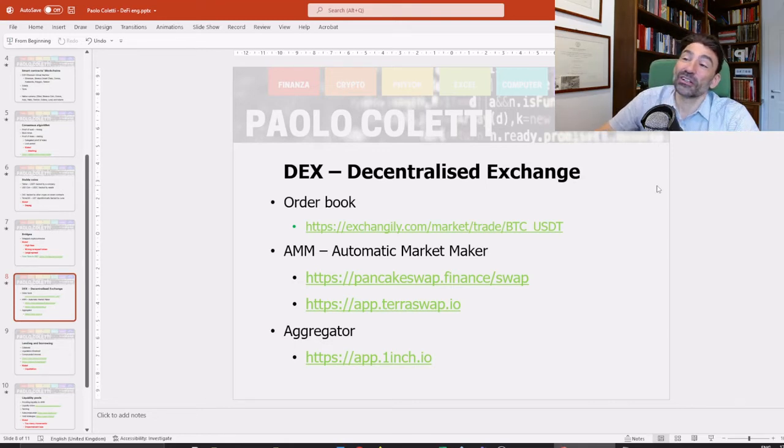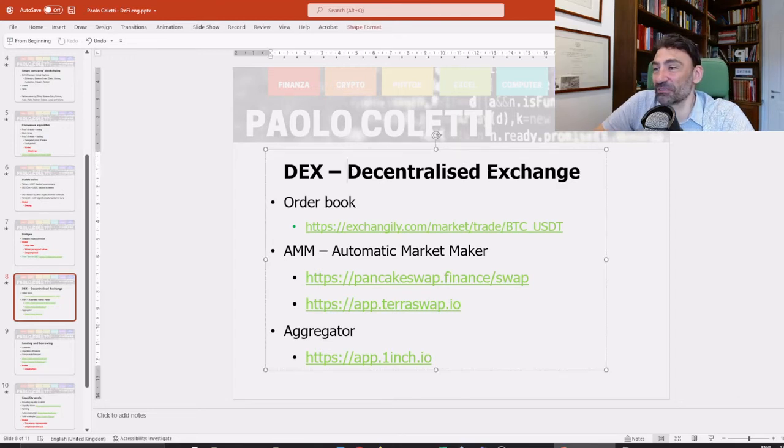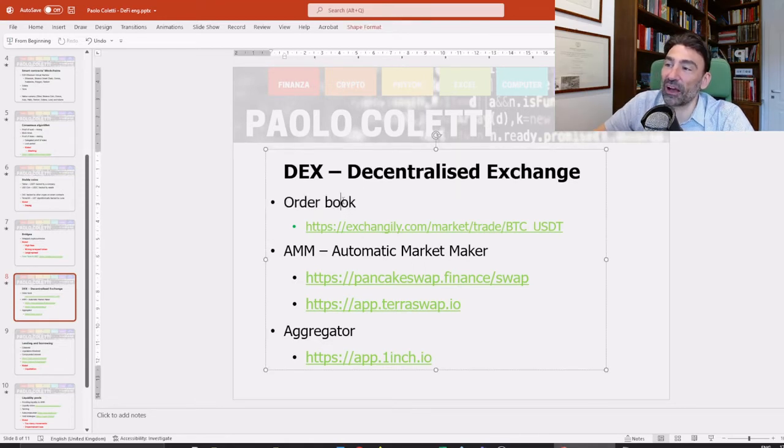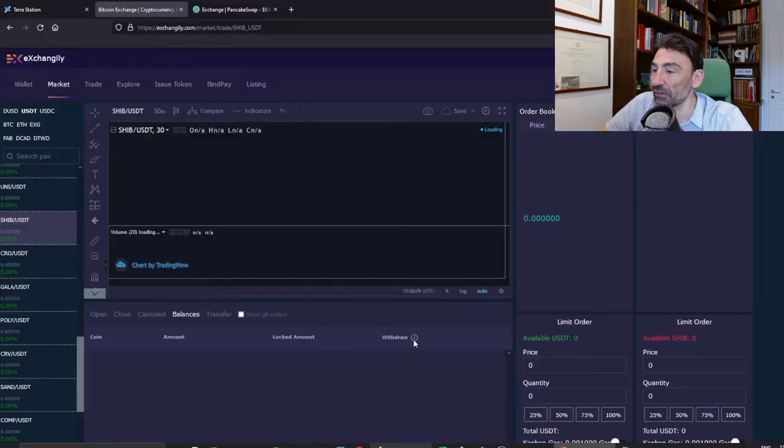Okay, so many of the decentralized exchanges, almost all of them, let's say honestly, are instead AMM, automatic market maker. So unlike traditional exchanges which are order book with a person or an algorithm, which is the market maker, these are automatic market makers. First of all, let's see how they look, and then I will explain to you how they technically work. We have already seen Pancake Swap.